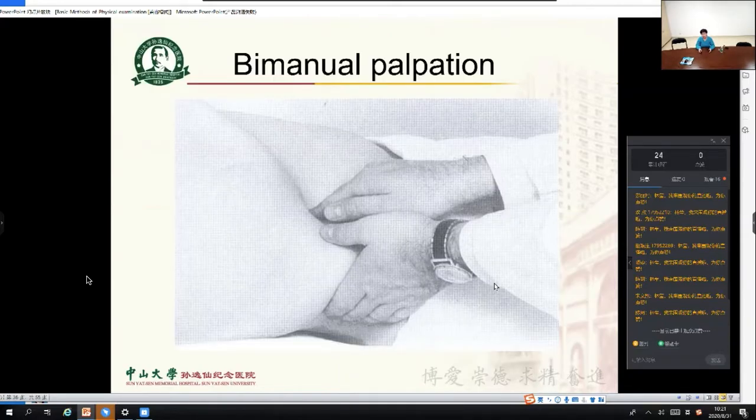Also, this is the deep palpation for the kidney. Because the kidney is a retroperitoneal organ, we need to place our left hand on the right back of the patient and use the right hand to feel if we can feel an enlarged kidney. So this is also a method of bimanual palpation.